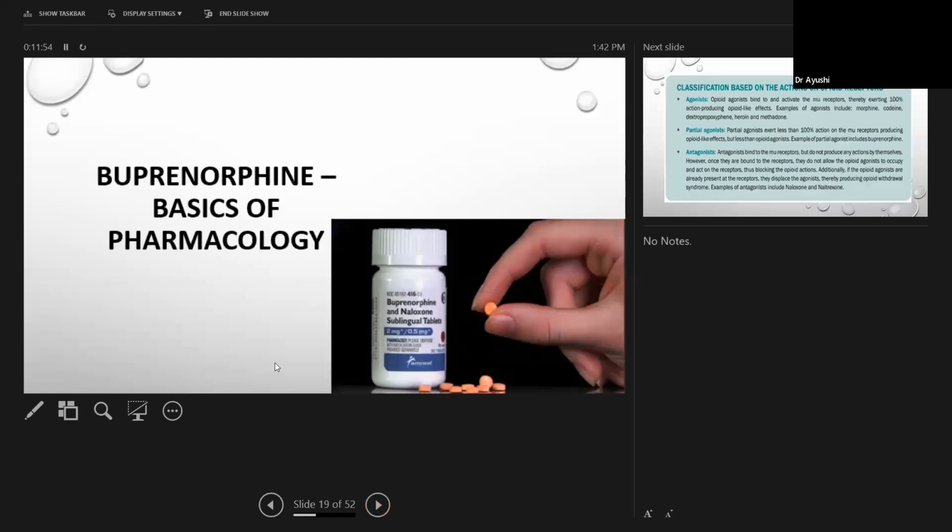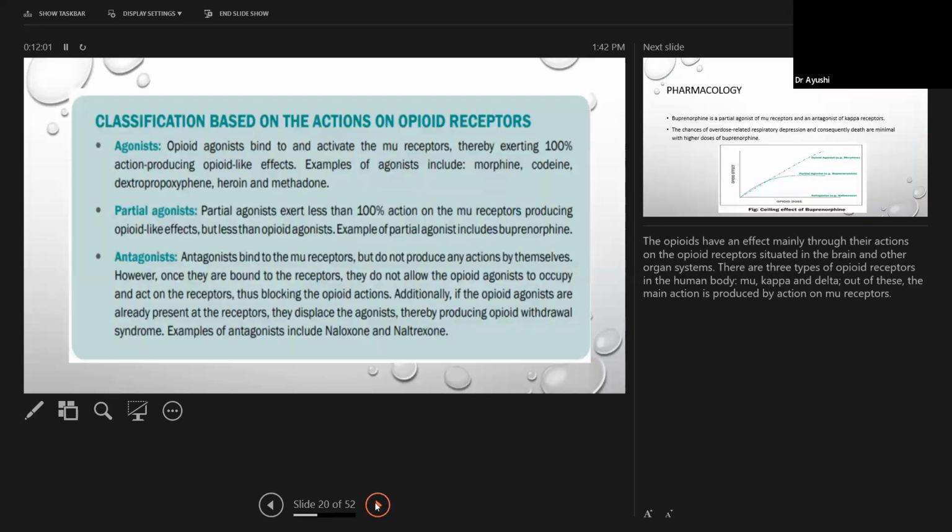So mainly the drug which is used for opioid substitution therapy is buprenorphine, so we'll be studying now about buprenorphine. Buprenorphine comes under partial agonists. Partial agonists exert less than 100% action on mu receptors, producing opioid-like effects but less than a full opioid agonist. An example of a partial agonist is buprenorphine. Then the agonists: opioid agonists bind to and activate the mu receptors, thereby exerting 100% action and producing opioid-like effect. The full agonists are morphine, codeine, dextropropoxyphene, heroin, and methadone.